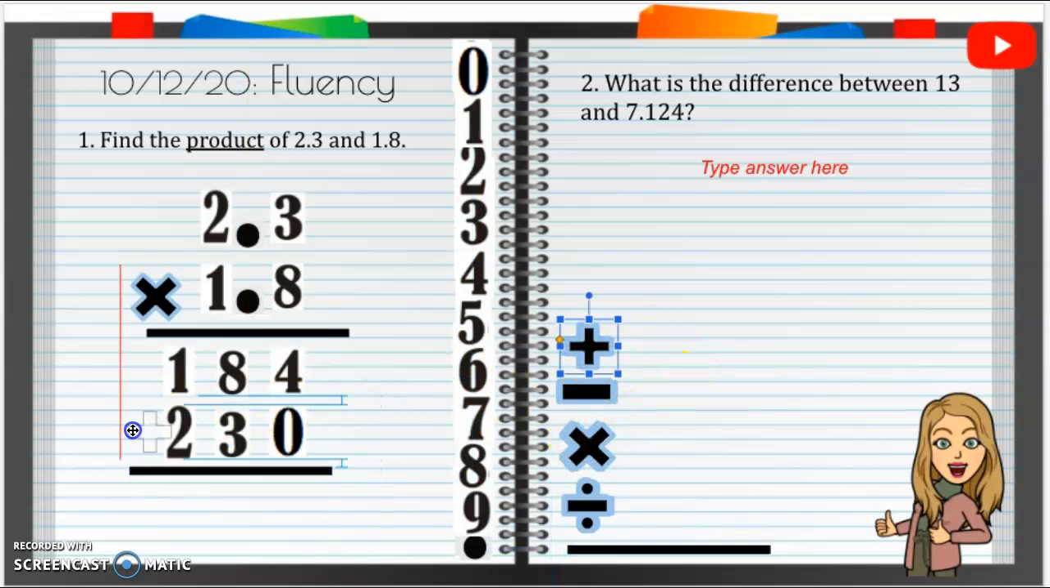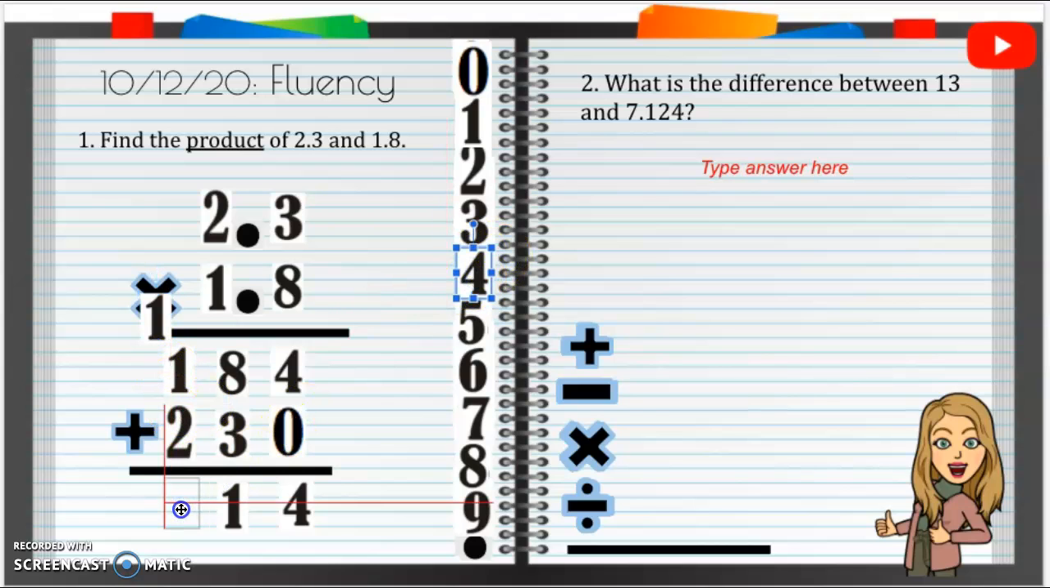Add them. All right, 4 plus 0 is going to be 4. 8 plus 3 is going to be 11. Drop that 1, we'll carry this 1 over here. 1 plus 1 is 2, plus 2 is going to be 4. So is my answer 414?